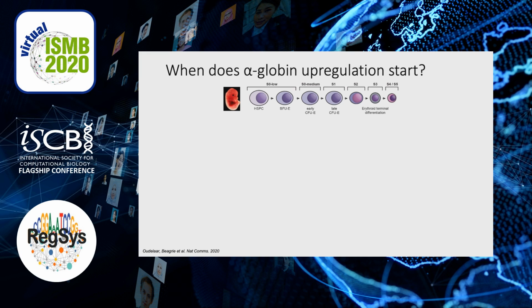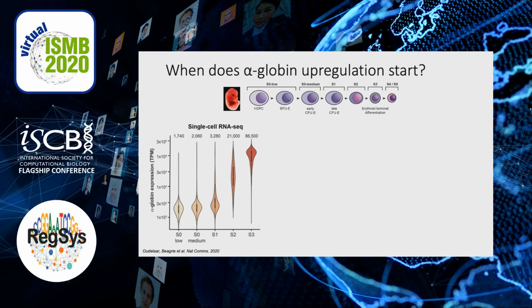So this is the differentiation scheme that we're going to be using throughout this presentation, and these are all primary cells. And the first thing we needed to know was when during this differentiation system the gene is first expressed. So we looked at this a number of different ways. This is single-cell RNA-seq, showing that there's a massive increase in transcription of the alpha-globin gene, really around the S2 and S3 stages. But we also see a more subtle increase that occurs earlier between S0 medium and S1.